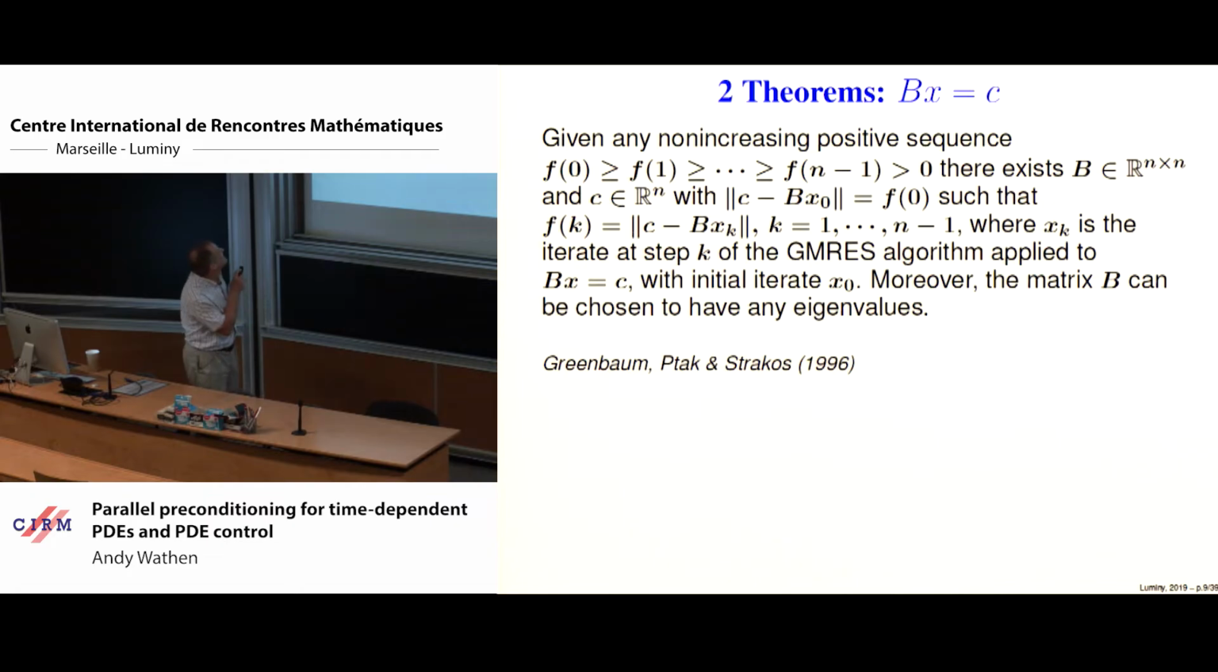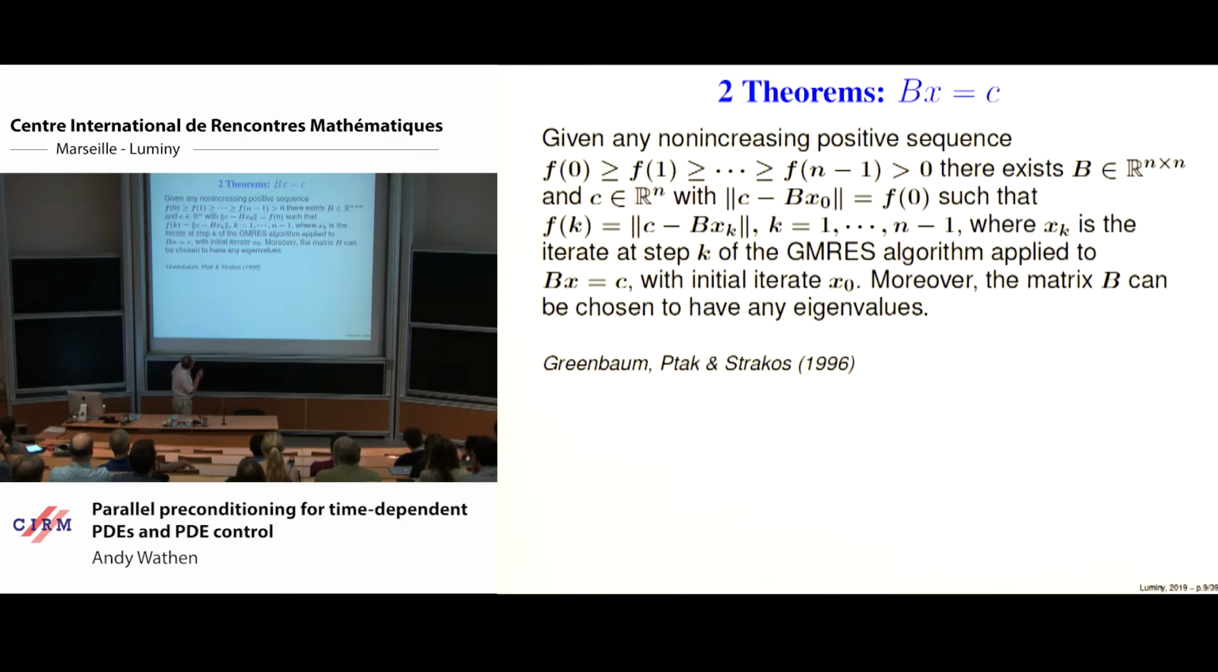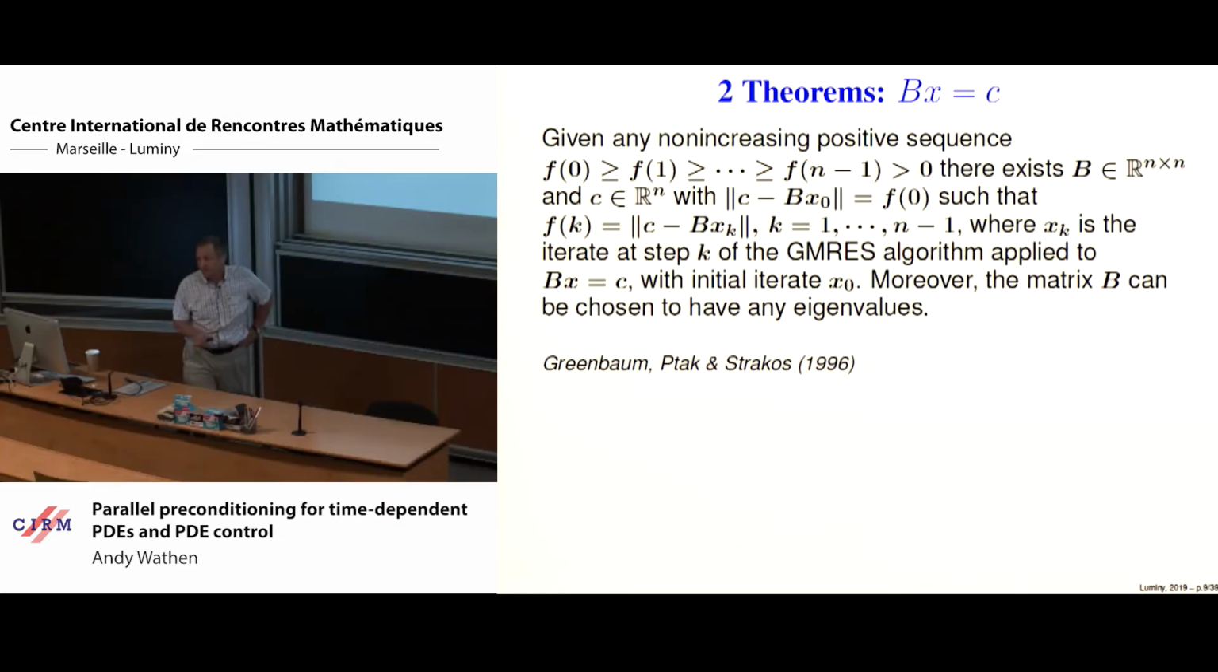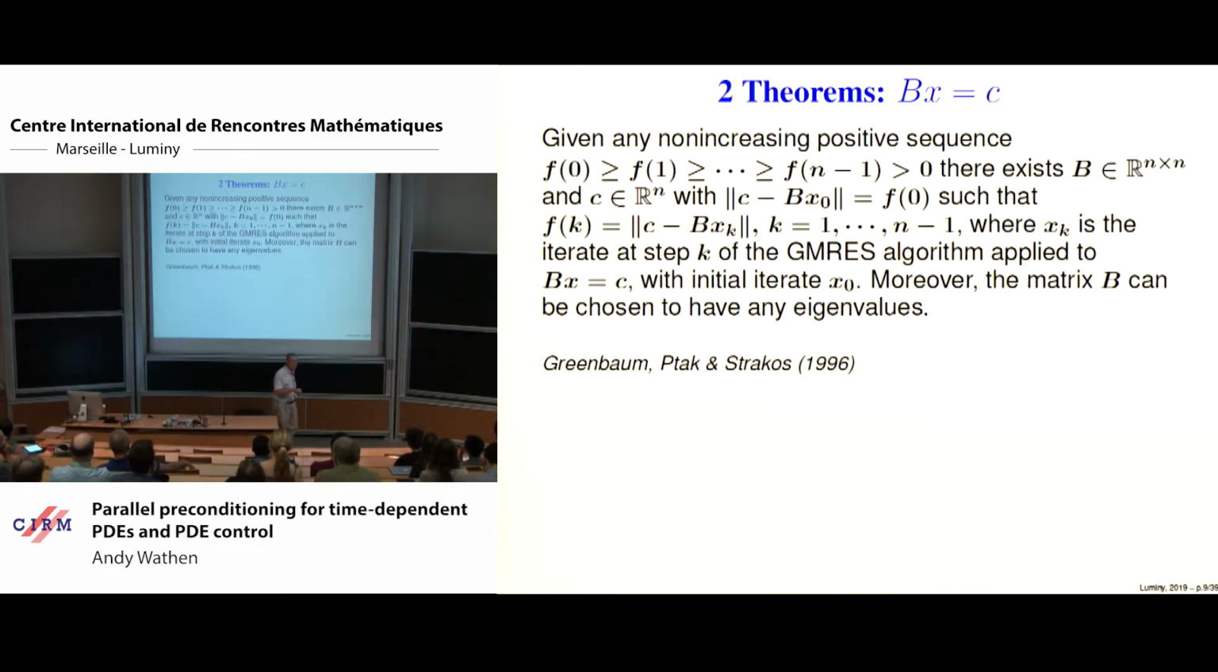There exists a matrix and a right-hand side with the norm of the initial vector x0 being f0, being this number, such that these fk's are the norms of the residuals, where xk is the iterate at step k of the GMRES method applied to Bx equals c with the initial iterate x0. Moreover, B can be chosen to have any eigenvalues. So contrast this extremely negative statement with what went before, which was essentially a positive statement about what you could do. This says you can't do anything in some sense.